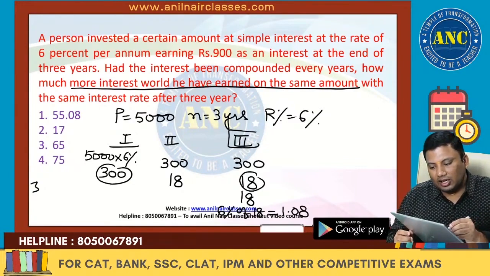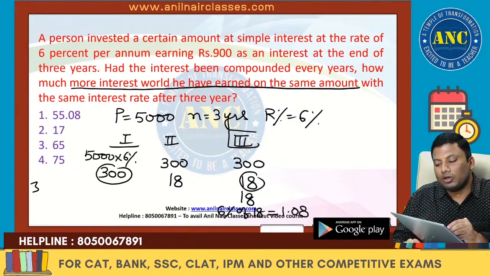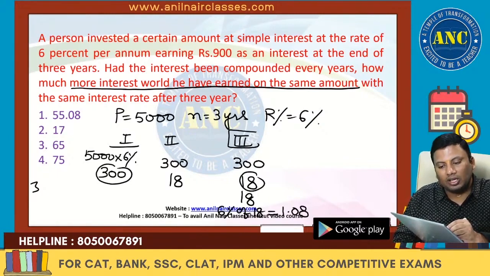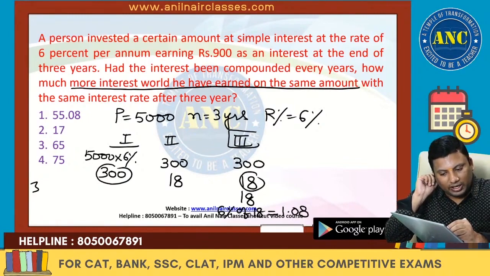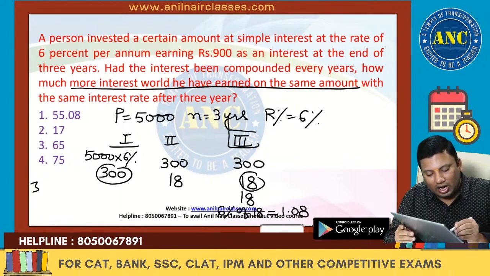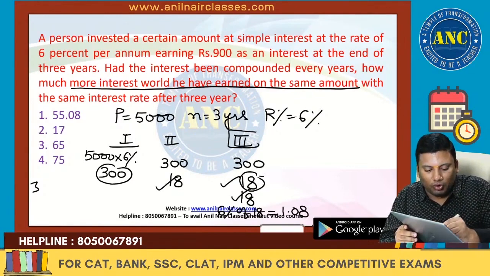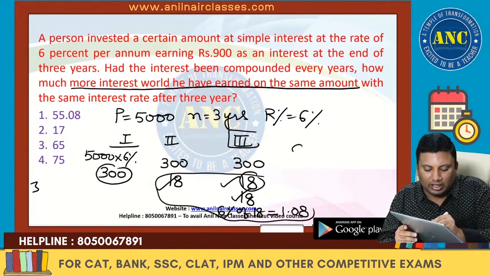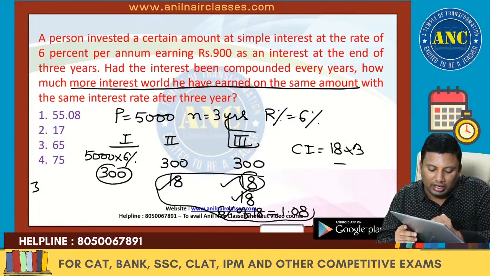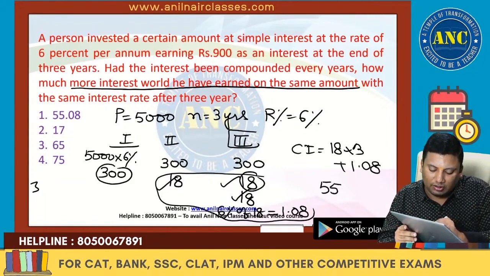What is the question? How much more interest would you have earned on the same amount with the same interest after 3 years? So simple interest we know for 3 years. Compound interest, how much will it be? 18, 18, 18. More interest. More is nothing but, CI is nothing but 18 into 3 plus 1.08. So the answer for this question is 55.08.